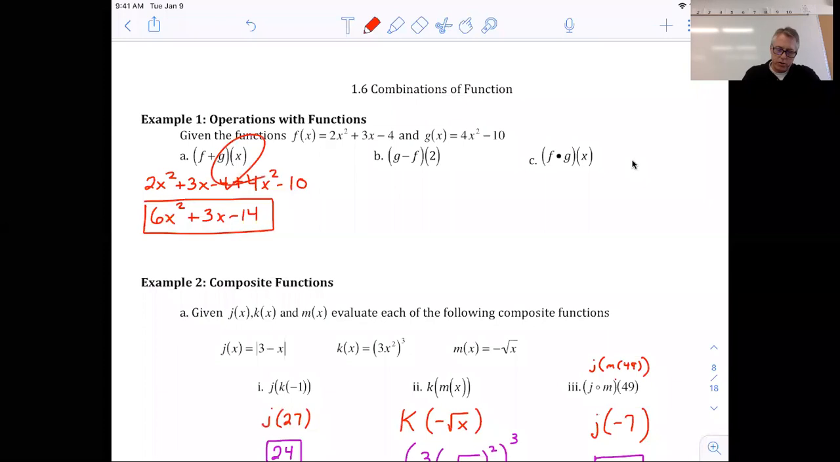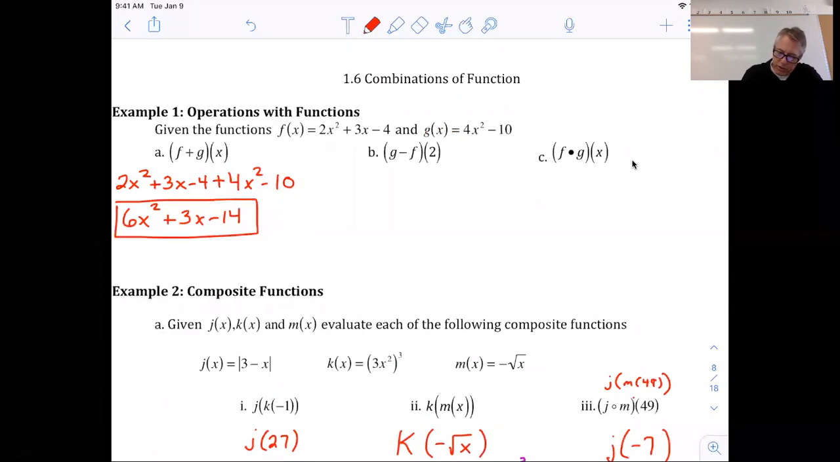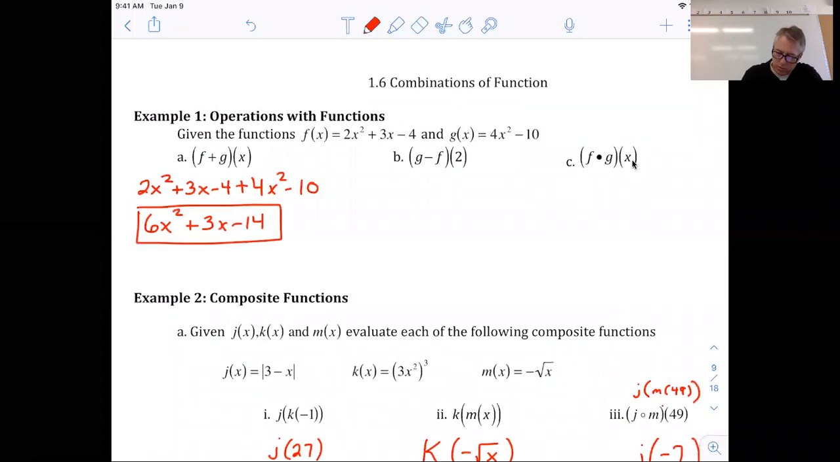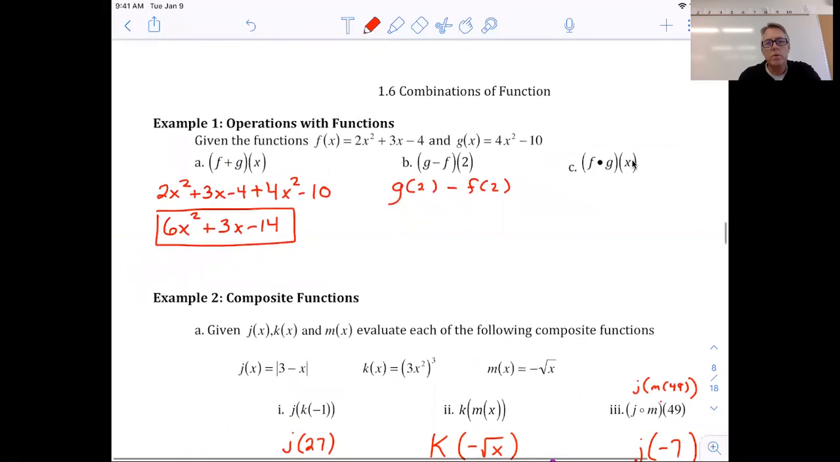Now that was a general function in terms of x. If you have a number, it actually is, I think, a little bit easier. If you have a number, you just do them individually. So if we're trying to find g minus f of 2, all we do is find g of 2 and find f of 2, and then just subtract those 2 numbers. So you kind of do them independently and then just subtract them. If it was addition, you'd do them independently and add them. If it was multiplication, you would do it independently and multiply them.